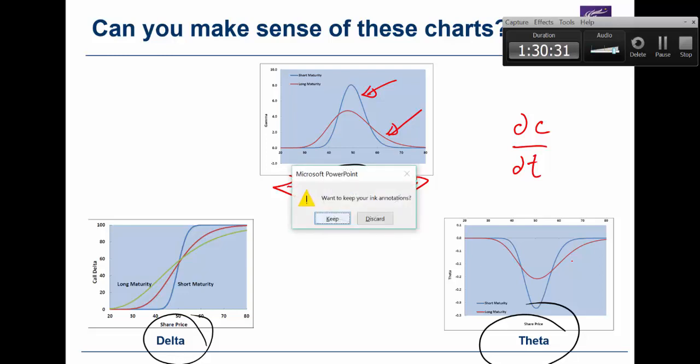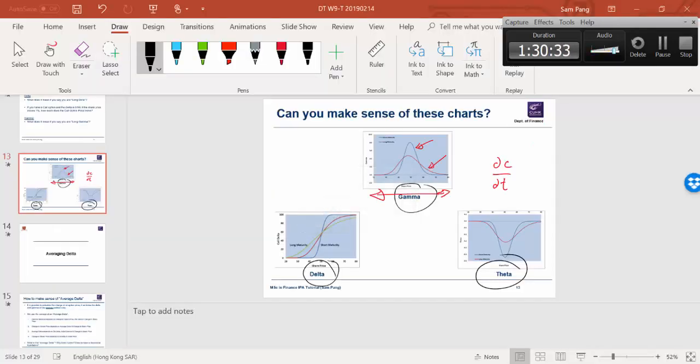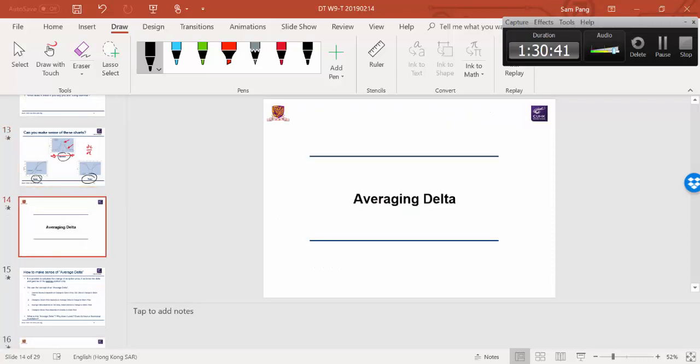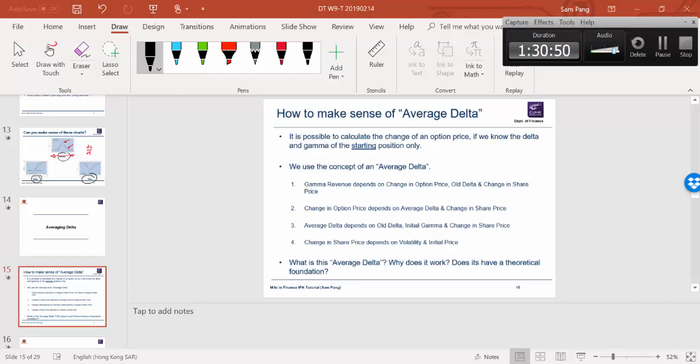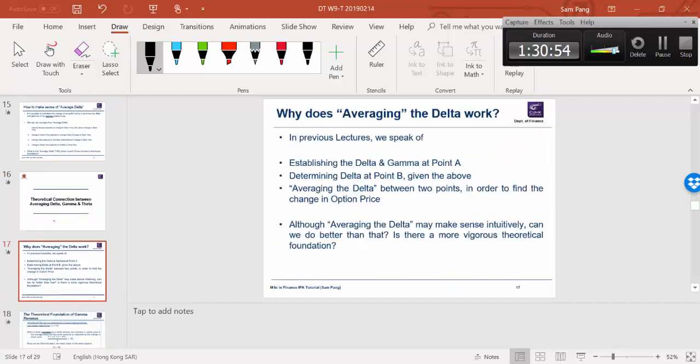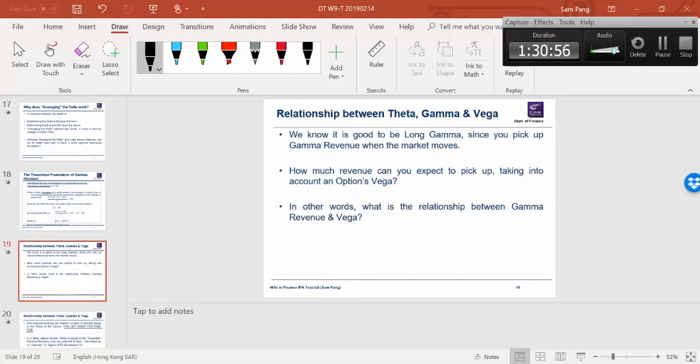So next time, what I would like to do is to share with you the idea of averaging delta, which is a very handy and very useful concept. And then we're trying to connect everything together. Okay.